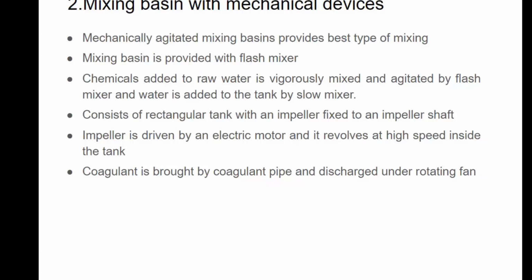Then this is the mixing basin with the mechanical devices. Mechanically agitated mixing basins provide the best type of mixing. That is, the mixing will be uniform, the coagulants will be distributed all over the water body, then the floc formation will be faster and effective. Mixing basins are provided with a flash mixer. Chemicals added to the raw water are vigorously mixed and agitated by the flash mixer, and the water is added to the tank by a slow mixer.